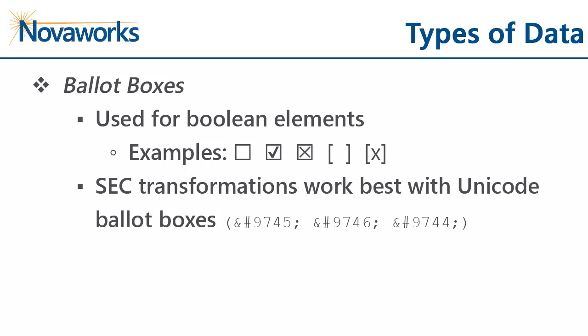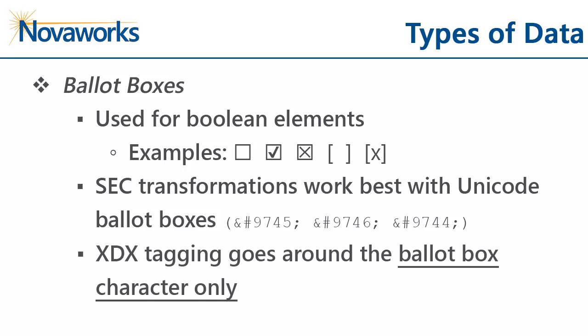On a 10Q, ballot box data will be tagged for elements like the Document Quarterly Report or Document Transition Report elements. For ballot boxes, you tag the ballot box character. An empty ballot box is the equivalent to false for fact data. A checked ballot box is the equivalent to true for fact data.